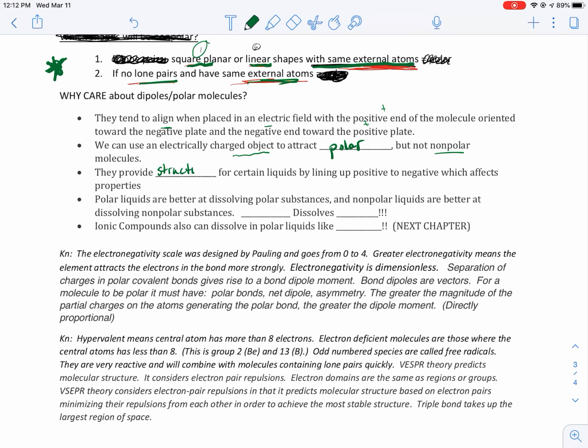It also provides structure for certain liquids to line up, positive and negative. We already talked about that. And that affects properties like boiling point, viscosity, all those kinds of things. Polar liquids are better at dissolving polar substances, and nonpolar liquids are better at dissolving nonpolar substances, like dissolves like. So water is a polar liquid, and you can think of NaCl as kind of an extreme polar. It's ionic, but it's an extreme polar substance. Also, ionic compounds can dissolve in polar compounds, such as water.